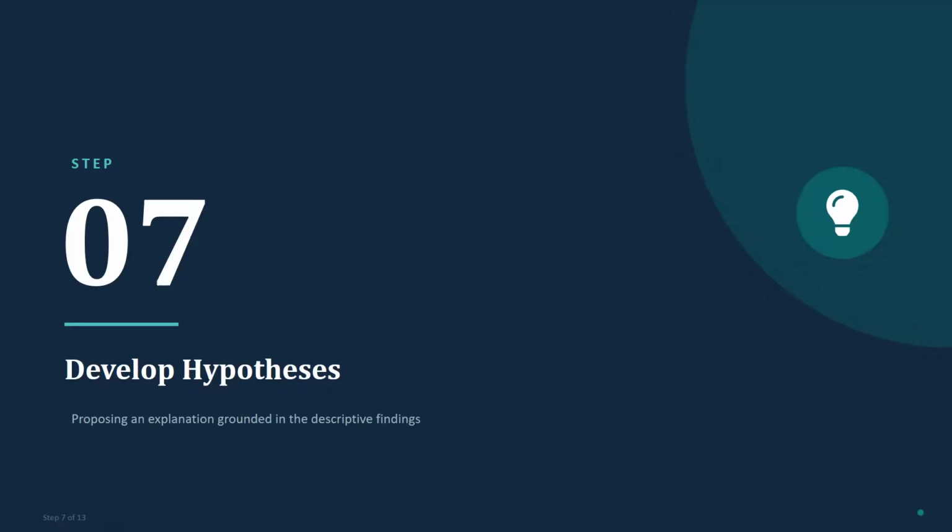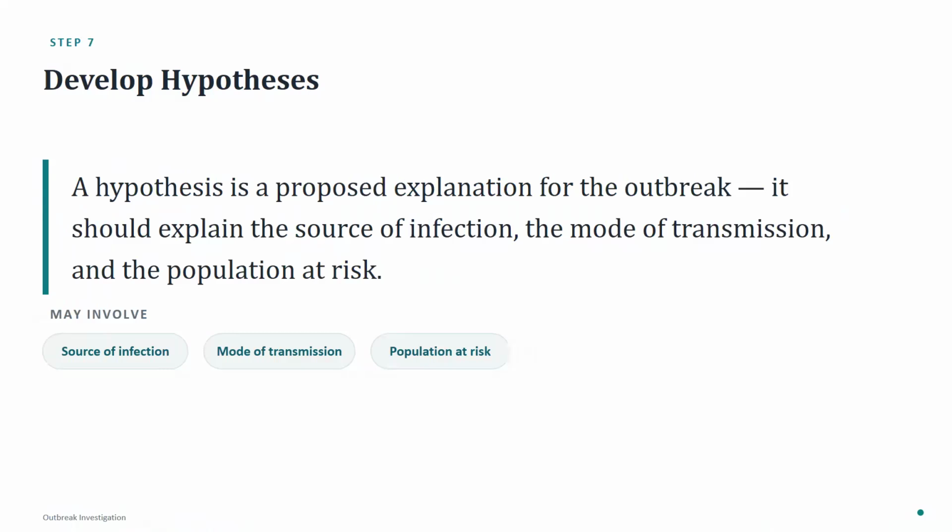Then the next step is we have to develop the hypothesis, proposing an explanation grounded in the descriptive findings. So a hypothesis is a proposed explanation for the outbreak. It should explain the source of infection, the mode of transmission, and the population at risk.